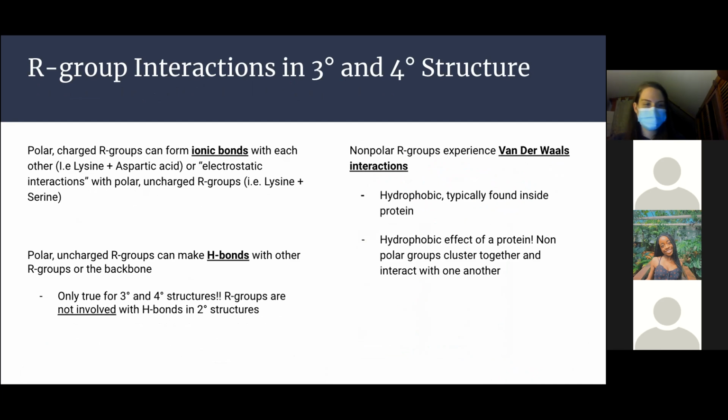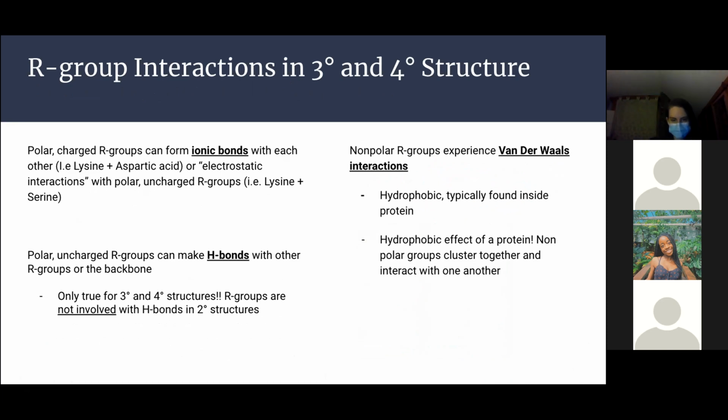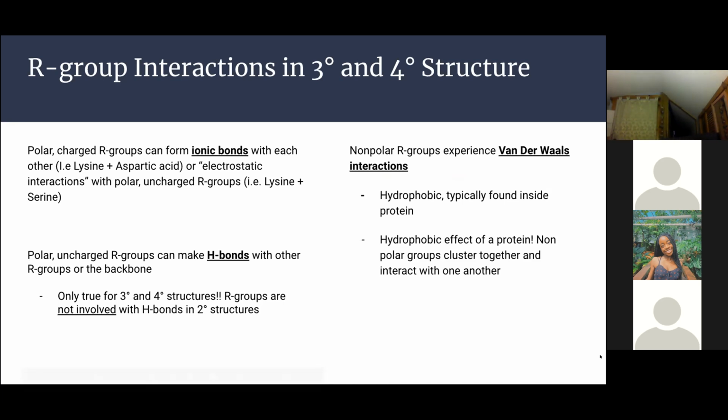Yeah, sure. So I'll start off with R group interactions in the tertiary and quaternary structure. There's pretty much three main categories in this. Your first one's going to be for your polar charged R groups, right? So those are going to make one of two bonds. Either if they're going to be two polar charged amino acids together, they're going to make an ionic bond. So for example, here we have lysine or aspartic acid or aspartate.